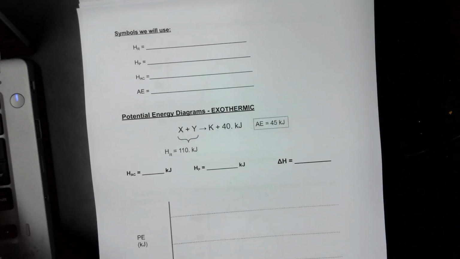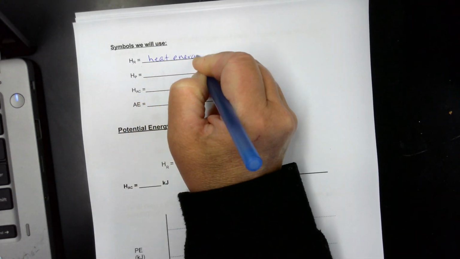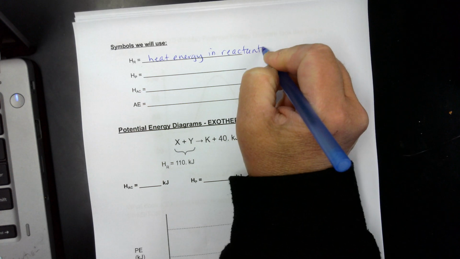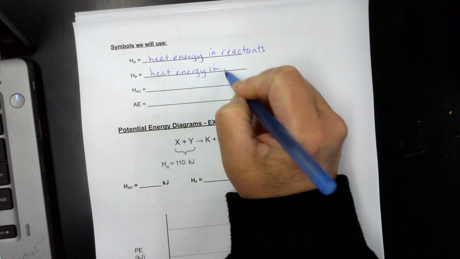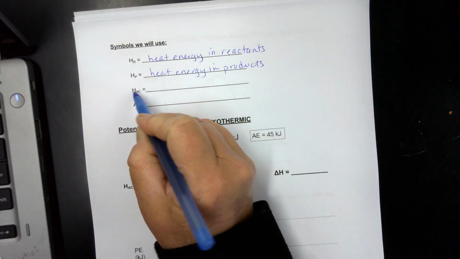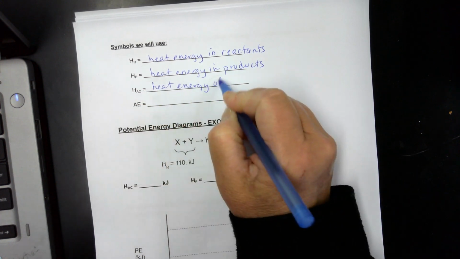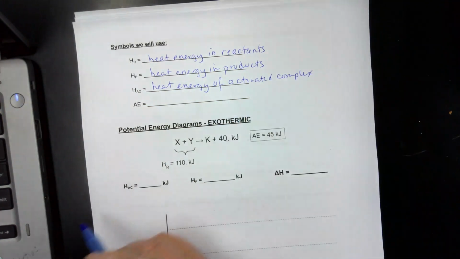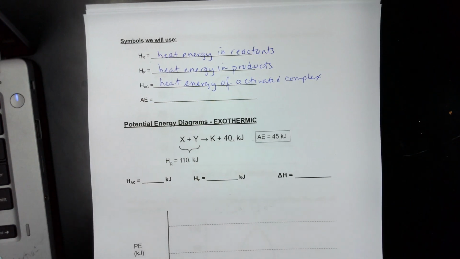Okay, so the symbols we're going to use, let's make sure we have these symbols figured out. H sub R is the heat energy that is stored in the reactants. H sub P is the heat energy stored in the bonds of the products. H sub AC is the heat energy of the activated complex, that temporary structure that's somewhere in between reactants and products, but neither reactants nor products.